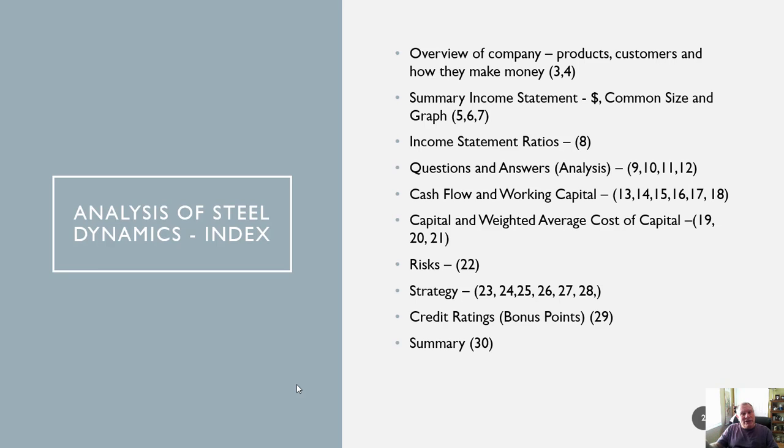I have asked each of you a number of questions and I ask you to answer them. What I did here, you will see, is I asked myself questions and then I answered them. There's a piece on cash flow and working capital, capital and weighted average cost of capital, what the risks to the firm are, what the strategies are to the firm, and there is a bonus, credit ratings. So if you can figure that out, there's a bonus there. And then finally, there is a summary. So basically this is a checklist for me: did I cover everything that I asked you to cover? And I think I got it.